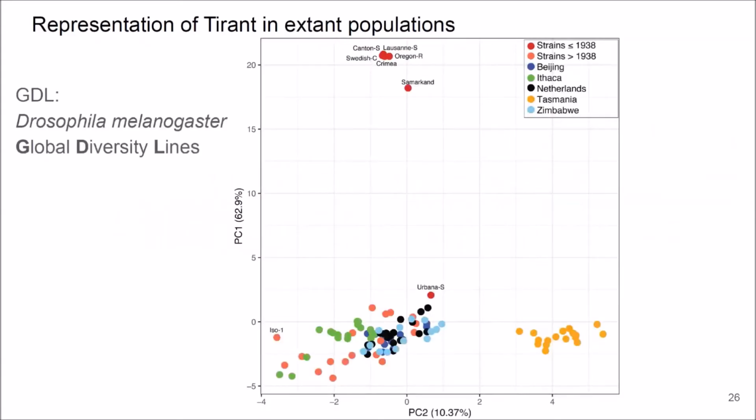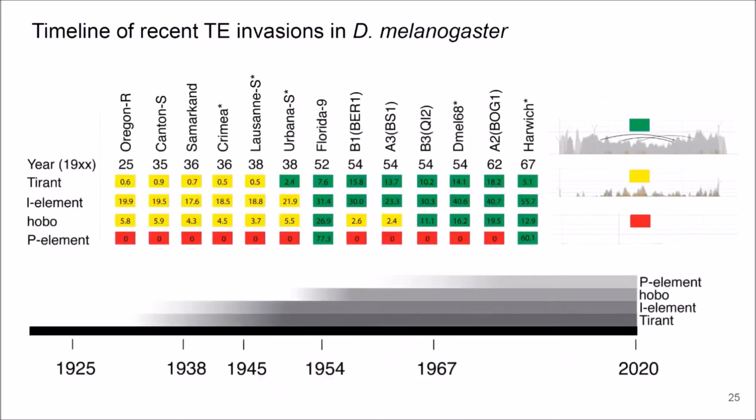And now we have looked at population history. So the question now was, how does it look today? And it seems like Tirant is present in all populations that were sampled recently, so since 1967, any strain that was sampled, or even since before that, has consensus Tirant sequences.